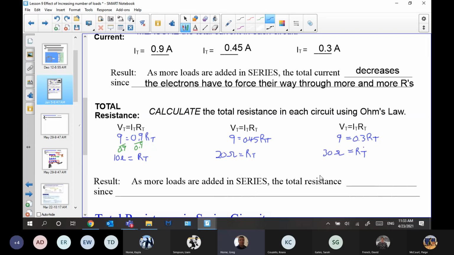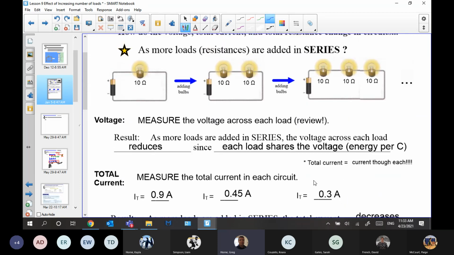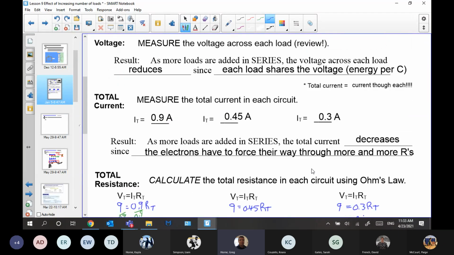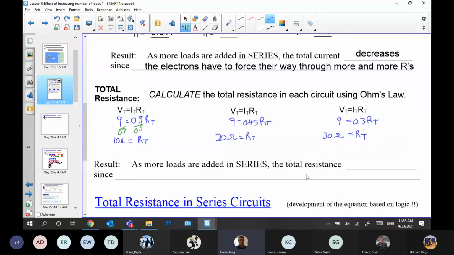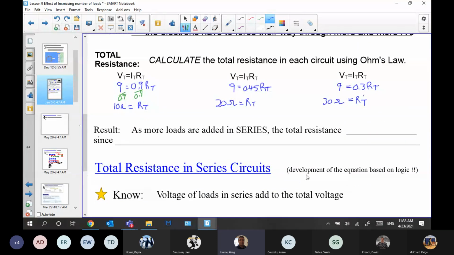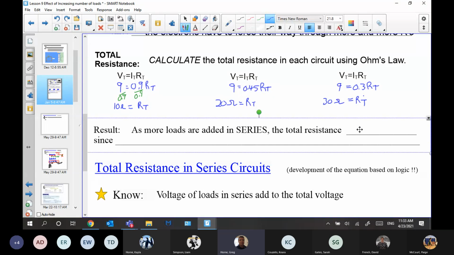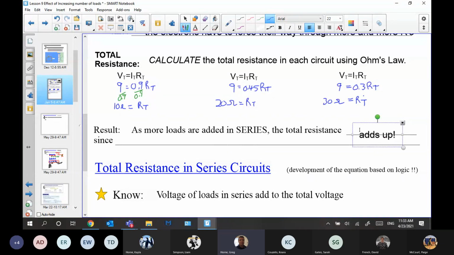So this little activity makes it really obvious, hopefully, that when you put a bunch of resistances in series, they add up, right? It makes the current less and less because there's more and more resistance to push it through. The end result is that as more of those are added, total resistance increases. I guess I should say increases here because they add up, right?